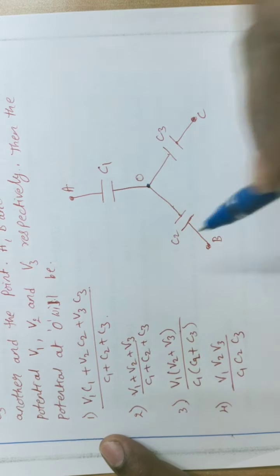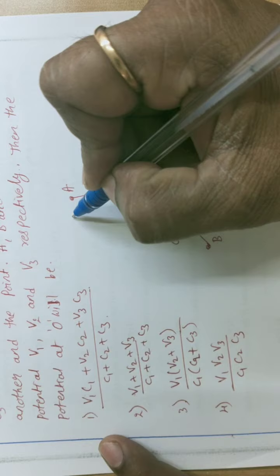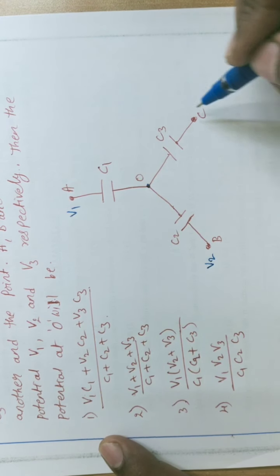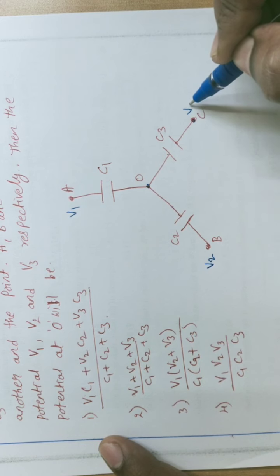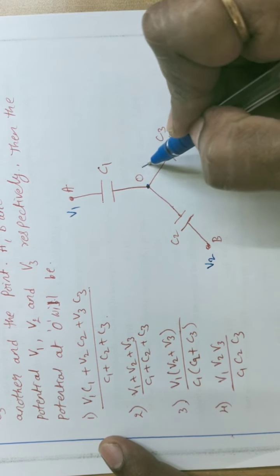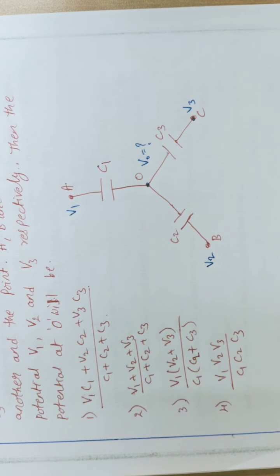So I am just rearranging this diagram here. At A the potential V1 is given. At B the potential V2 is given. At C the potential V3 is given. So here we are expecting the V naught value at O, how much is it? So that is the question for us.